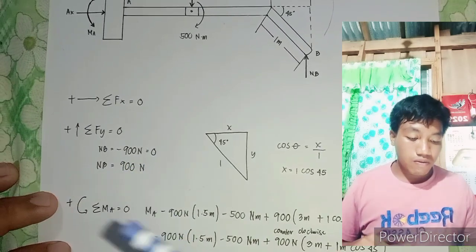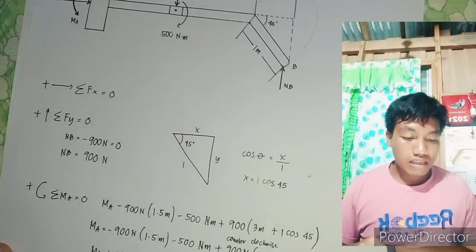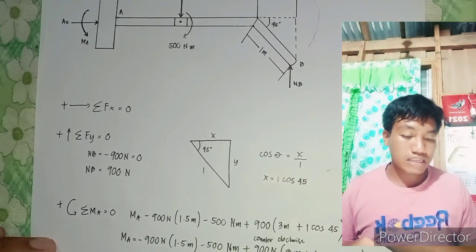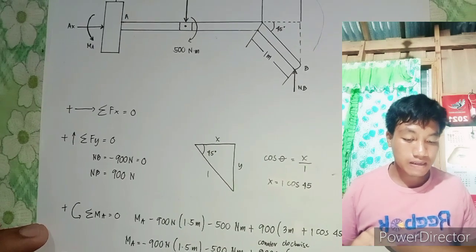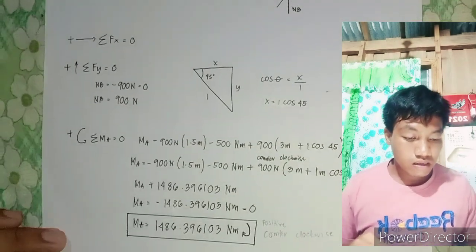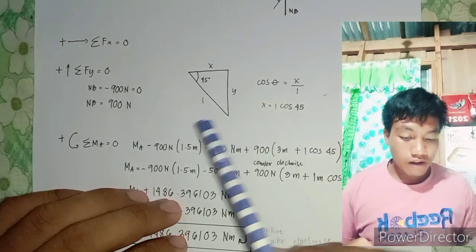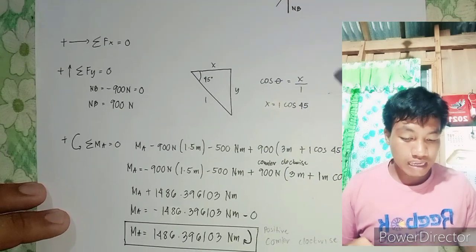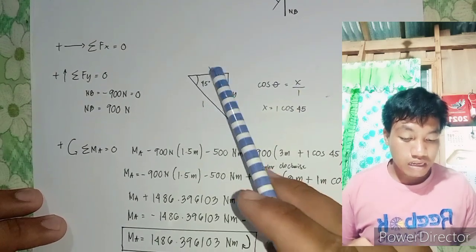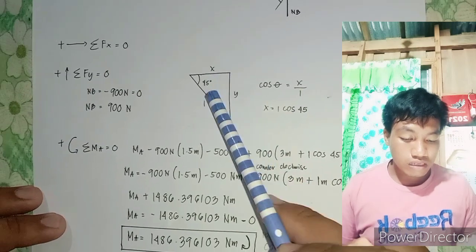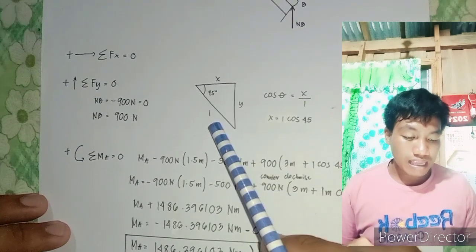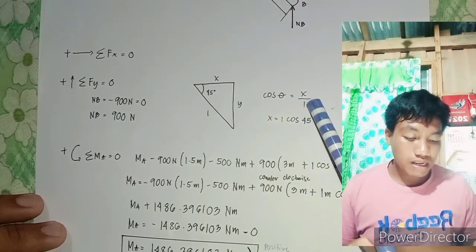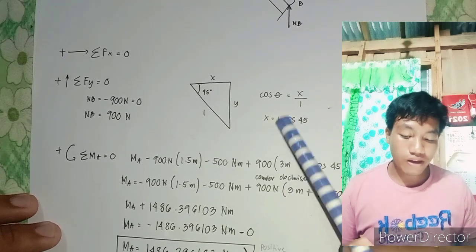So, we are given again an external pin, which has two unknowns, Fy and Fx. At 45 degrees, Fx is adjacent over hypotenuse, that is cosine theta is equal to x over 1. So moving to the other side, x is equal to 1 cosine 45.